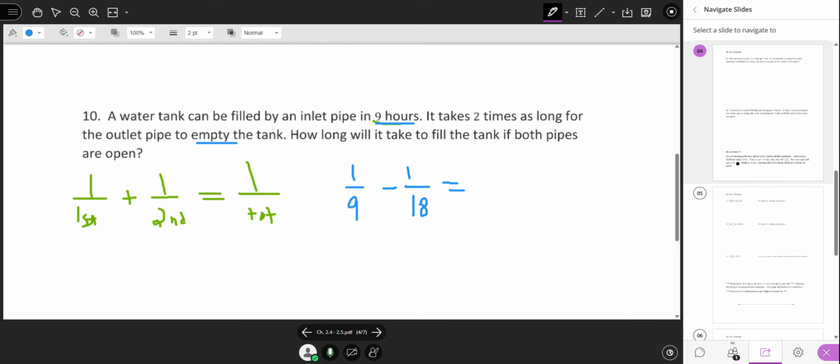So it's asking, how long will it take to do the job? So I'm going to leave that as 1 over x. And I'm going to put this into Desmos and let it do it for me. I love Desmos. Desmos is our good buddy friend. I'm just telling you, it might be your best friend this semester. So 1 divide 9, arrow to the right, minus 1 divide 18, arrow over, equals 1 divide x.